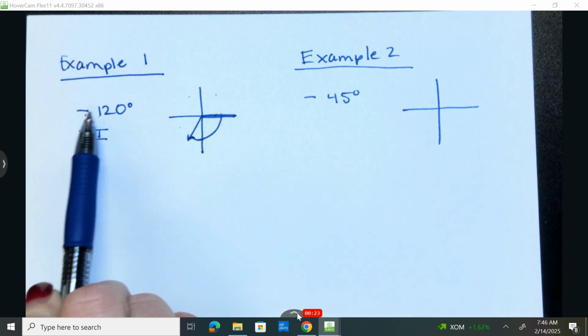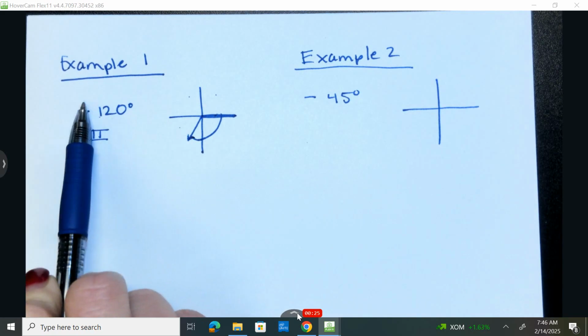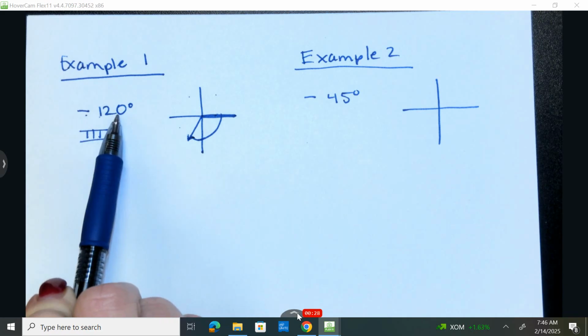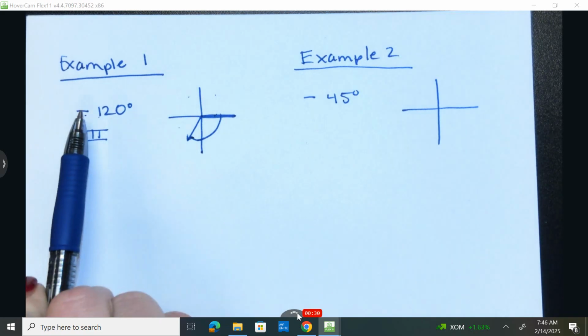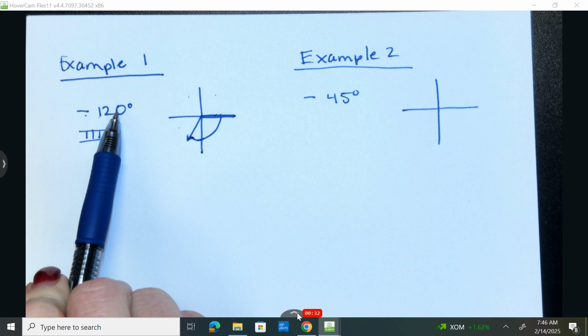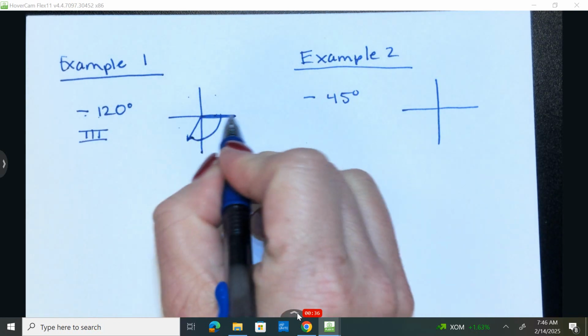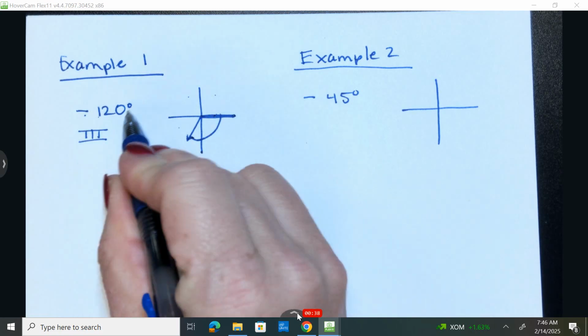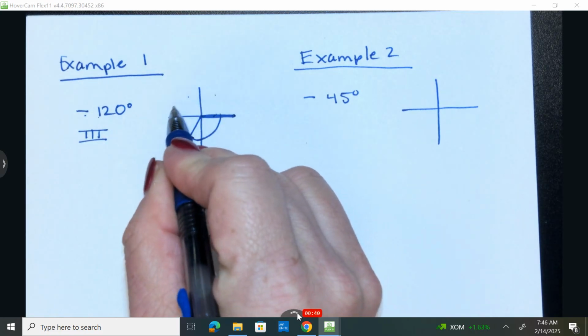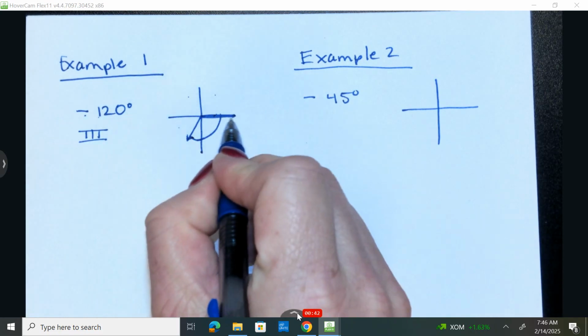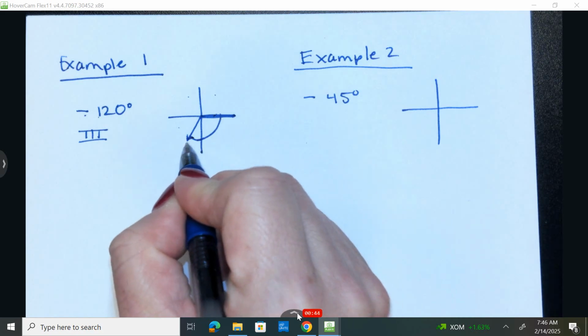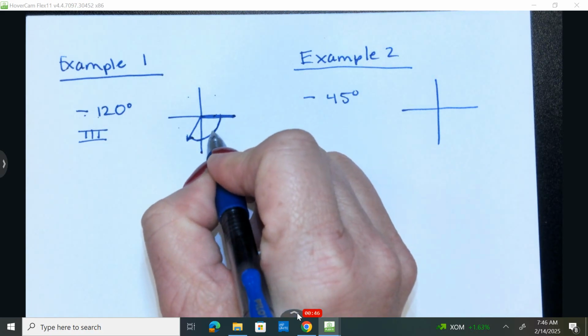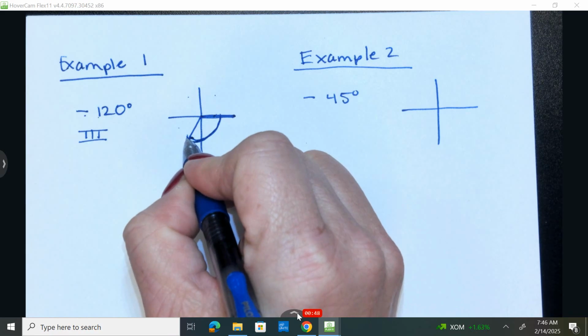In the first video, all of the angles I provided were positive values. In this video, you'll be provided with negative angles. So negative 120 degrees. This is like our start line. When we are provided with a positive value, we're going to rotate up. When we're provided with a negative value, we're going to reverse it and rotate down. So I'm rotating down 90 plus an additional 30.